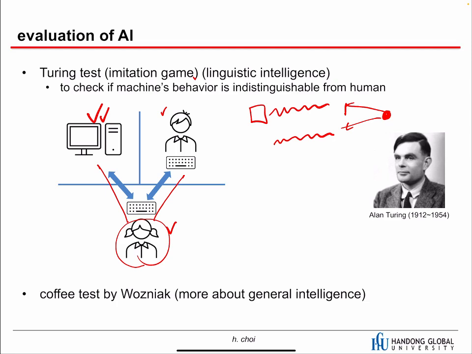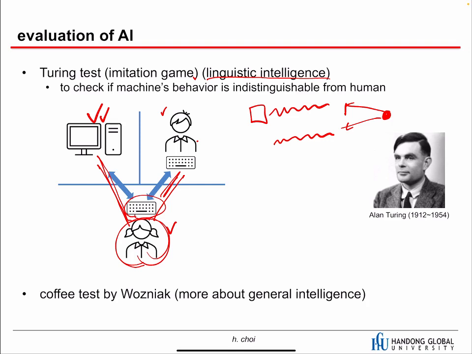As I said, the Turing test is just a linguistic intelligence, because this person is communicating with the computer based on the keyboard. And this person is communicating with this person based on the keyboard too. So we cannot use any other information like smells or accent or anything else. Even though linguistic intelligence is quite important, that's not it.